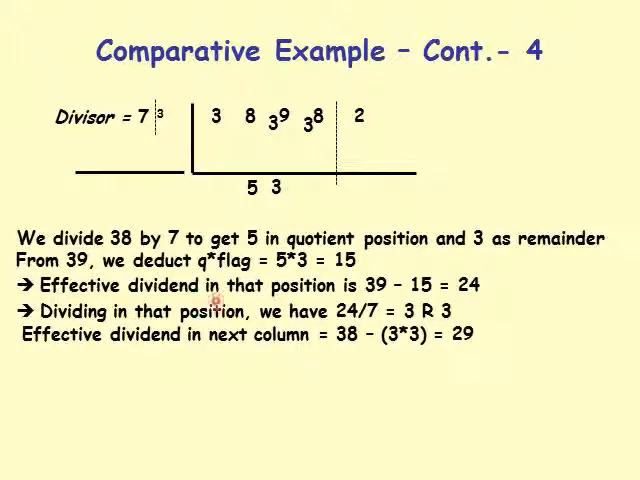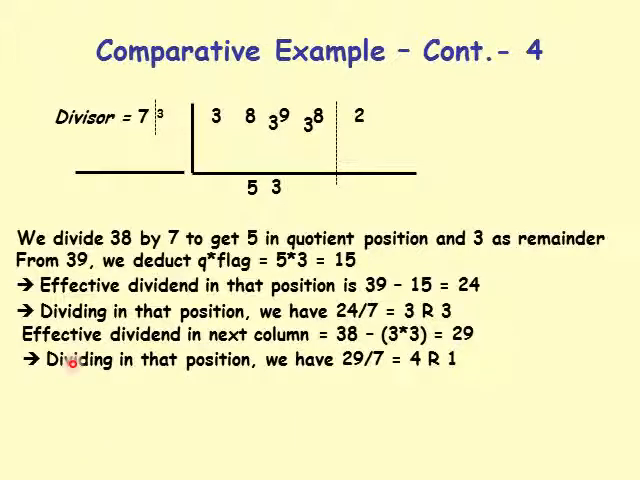In the next column, the effective dividend is 38, minus 3 times 3, minus 9, which is 29. Okay, let's continue here. Dividing in this position, we have 29 divided by 7, which is 4, remainder 1. So we got 4, remainder 1.